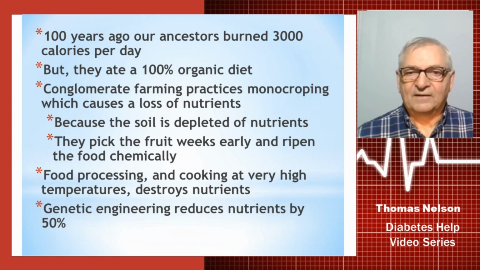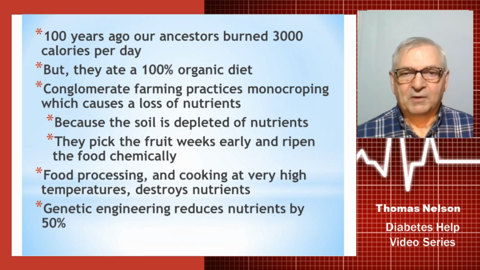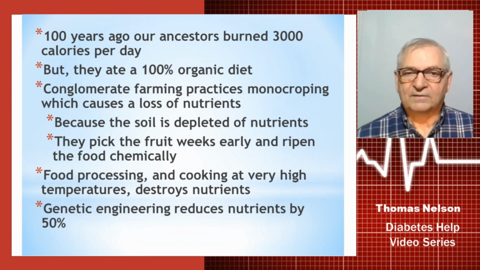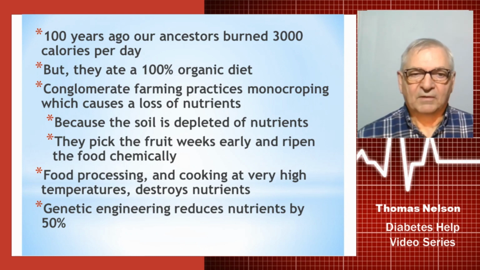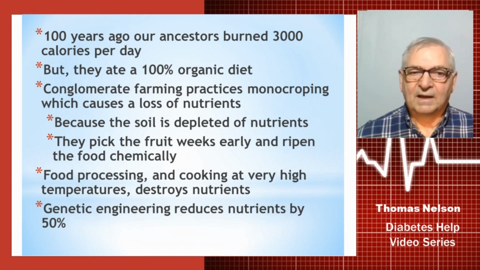So it was very easy for them, even eating 3,000 calories a day of rich organic food, no problem for them at all to get a full day's minimum requirement of all their vitamins and minerals. But those conglomerate farm practices like monocropping, which causes a loss of nutrients, the genetic engineering, the soil that's depleted of nutrients, picking the fruit early, food processing, cooking at extreme temperatures, all destroying the nutrients and changing the structure of the food. Genetic engineering, again, reduced the nutrients by as much as 50%.